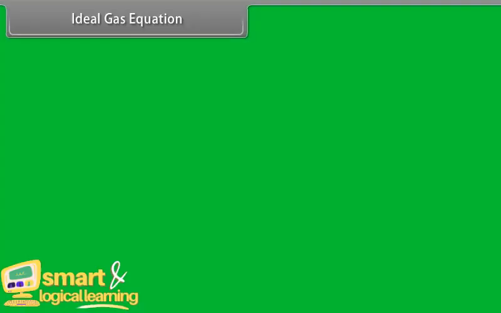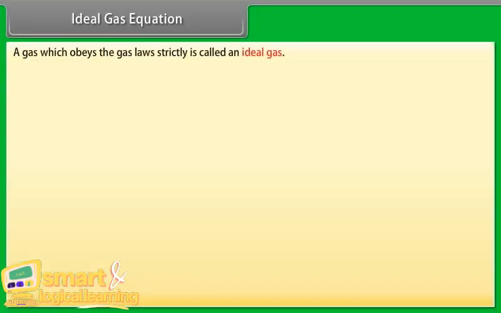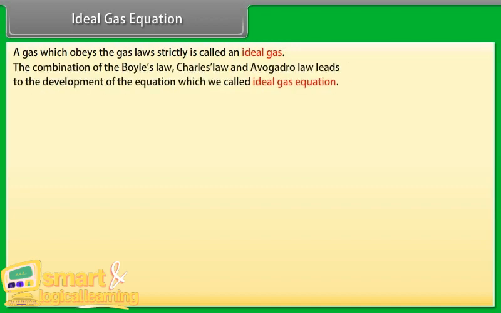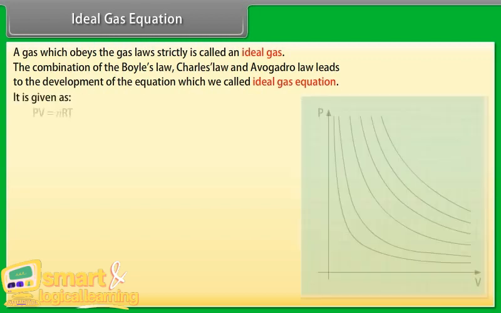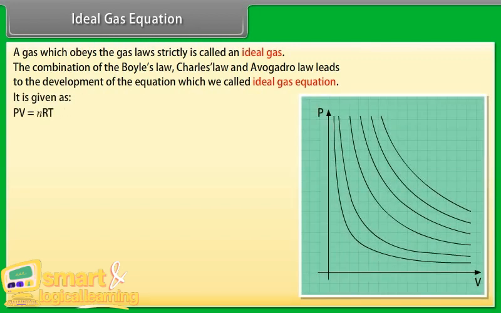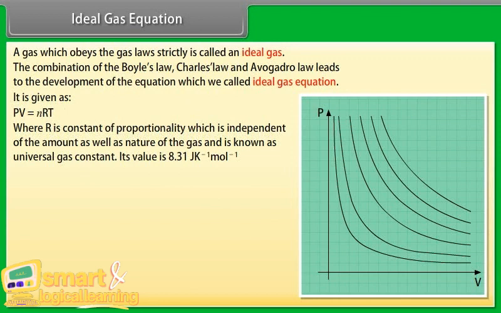Ideal gas equation. A gas which obeys the gas laws strictly is called an ideal gas. The combination of Boyle's law, Charles' law and Avogadro's law leads to the development of the equation which we call the ideal gas equation. It is given as PV is equal to nRT, where R is the constant of proportionality which is independent of the amount as well as the nature of the gas and is known as the universal gas constant.